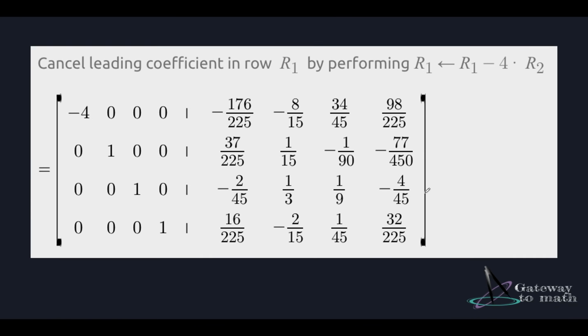Next operation, R1 minus 4 times of R2. So then what I have here is minus 4, 3 times 0, the first row LHS side, minus 176 upon 225, minus 8 by 15, 34 by 45, 98 by 225 on the RHS side.